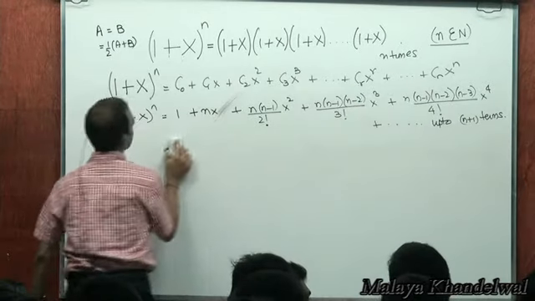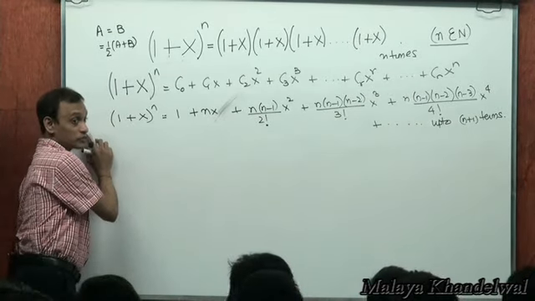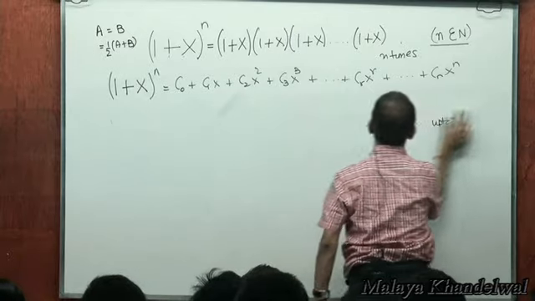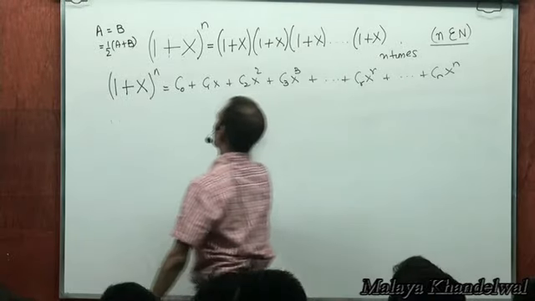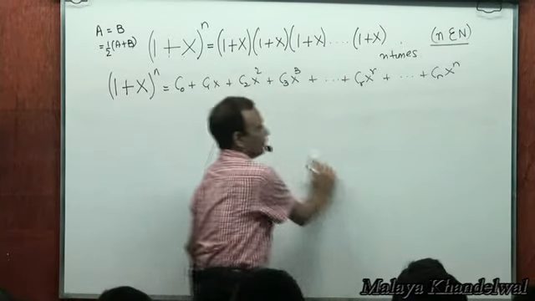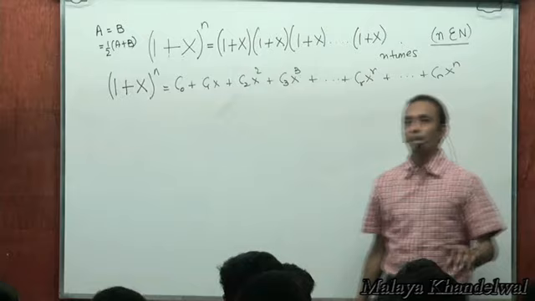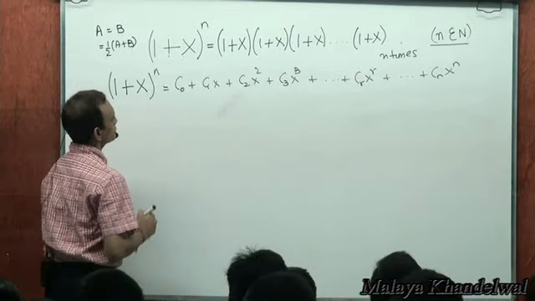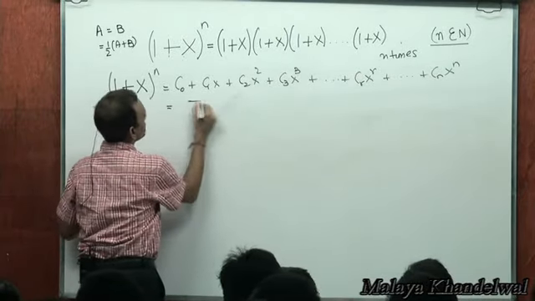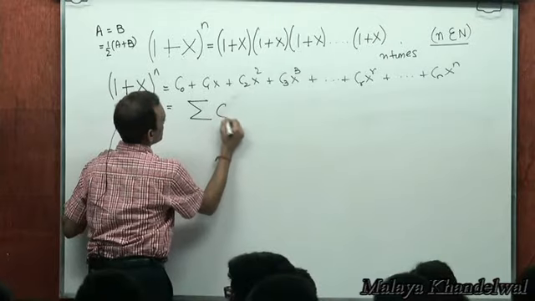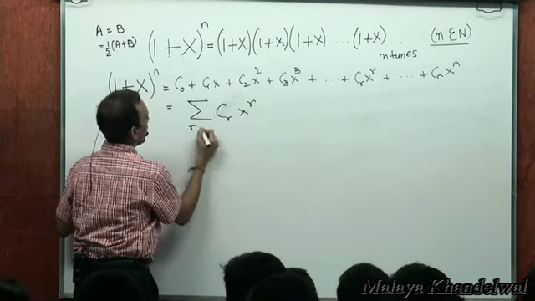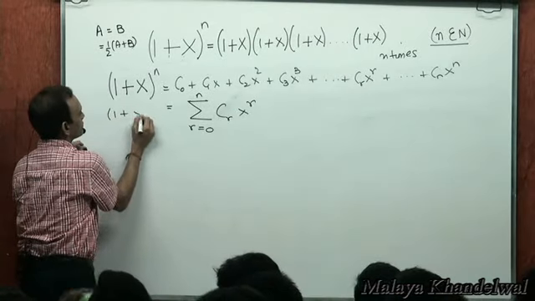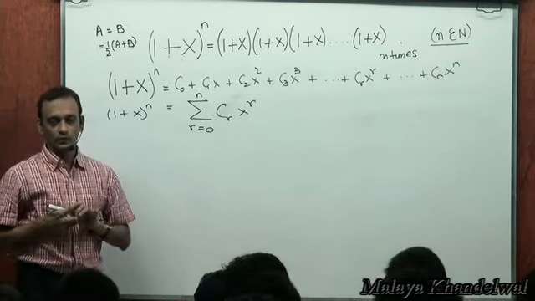Now, can I wipe this off? Now notice that this is of course summation nCr x power r, r equal to 0 all the way to n, giving a full binomial expansion, right?